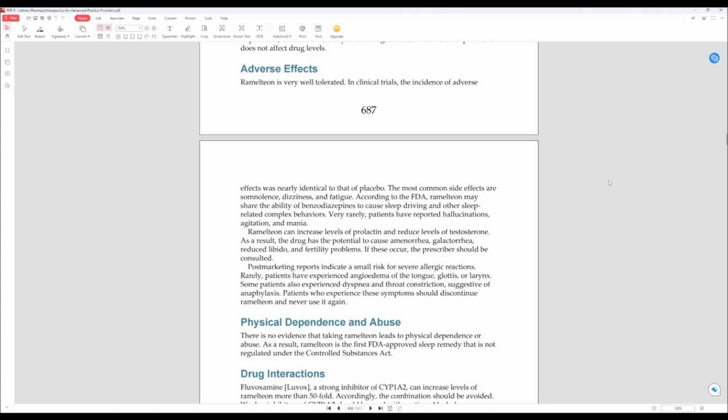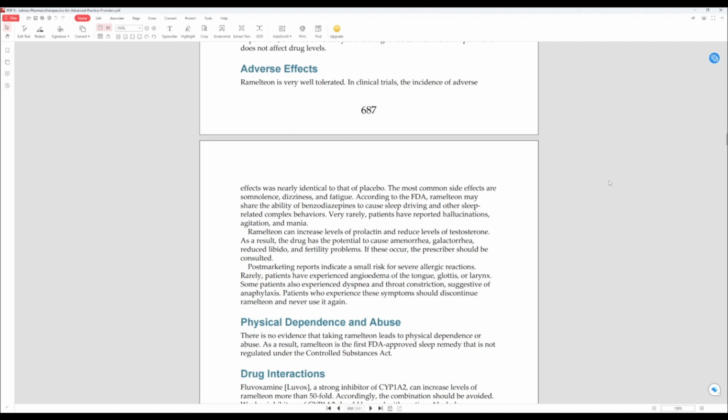Ramelteon can increase levels of prolactin and reduce levels of testosterone, so as a result, the drug has the potential to cause amenorrhea, galactorrhea, reduced libido, as well as fertility issues. If these do occur, the prescriber should be consulted.